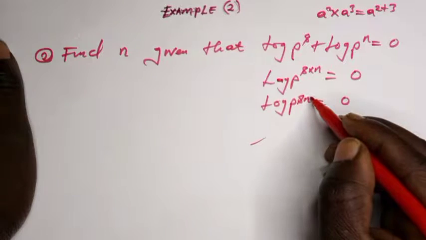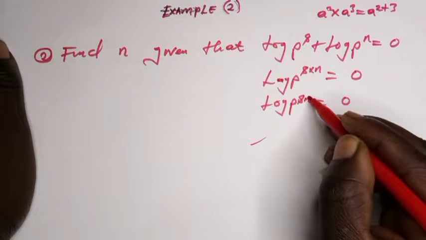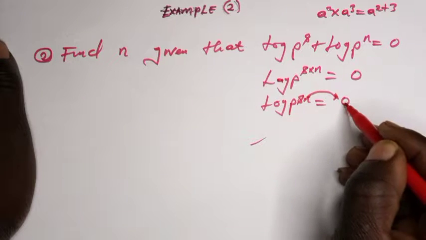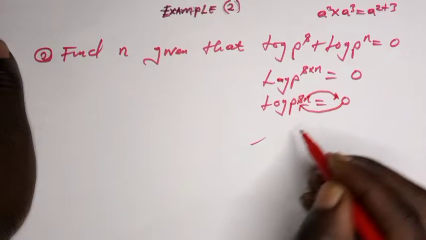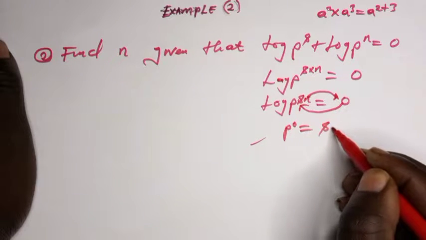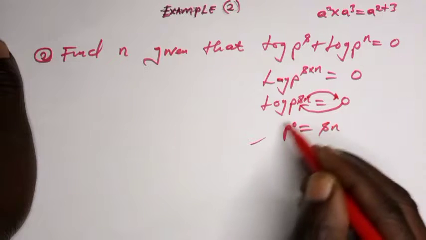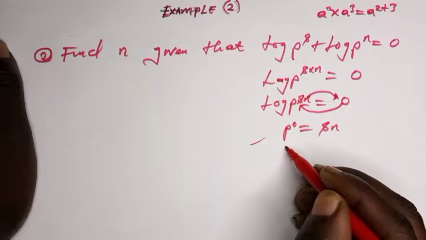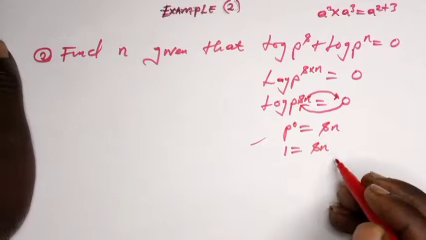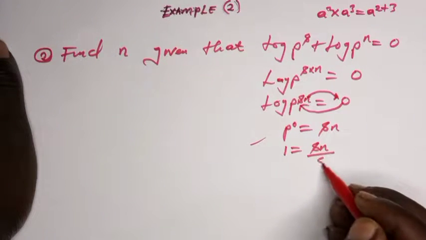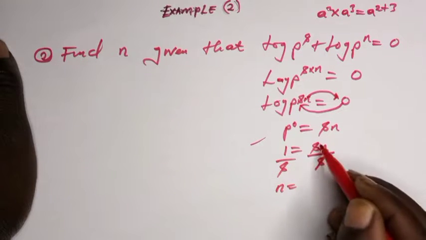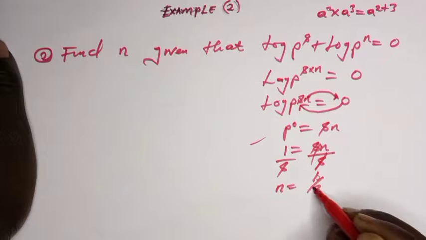Then let's interchange the powers. This one will go here and this 0 comes here. Then it will be p power 0 equals to 8n. Any number to the power 0 is 1. So 1 equals 8n. Then let's divide both sides by 8. Then n equals 1 over 8.